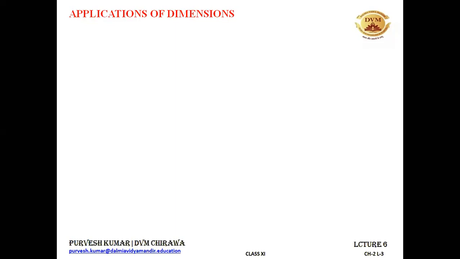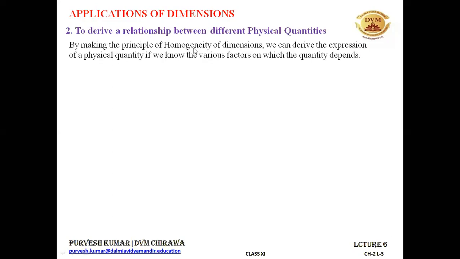So in the second application, it says that we can easily derive a relationship between different physical quantities by using the dimension analysis. All right. So to derive a relationship between different physical quantities, we can use the dimension analysis. By making use of the principle of homogeneity of dimensions, we can derive the expressions of a physical quantity if we know the various factors on which the quantity depends.